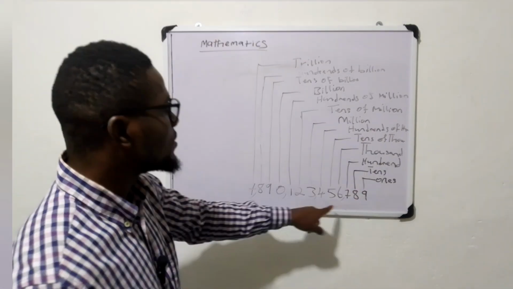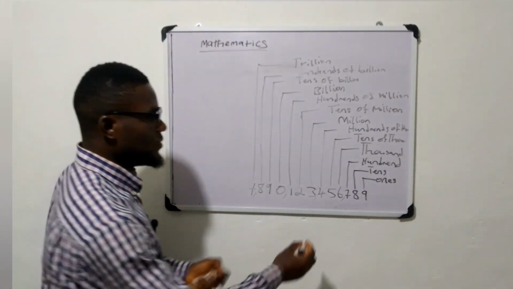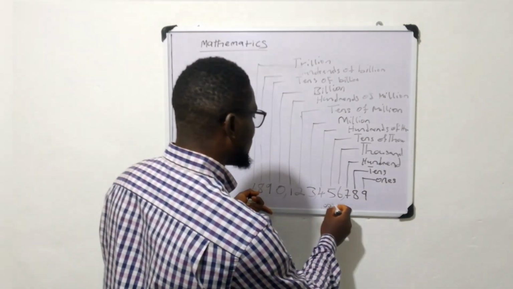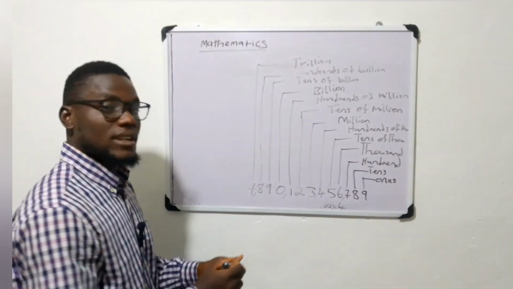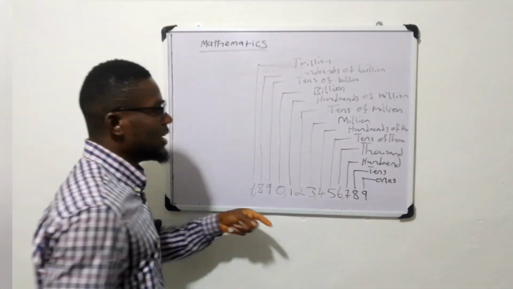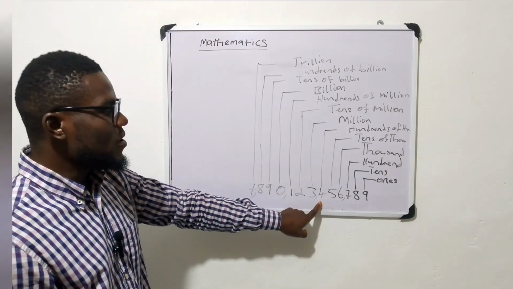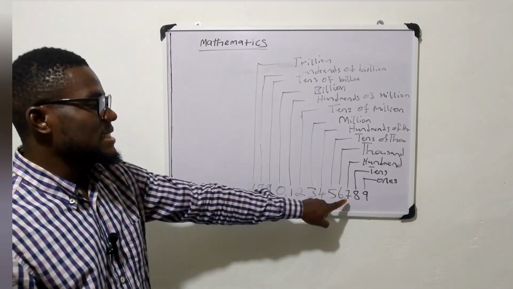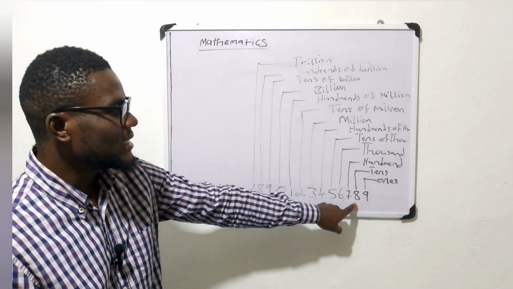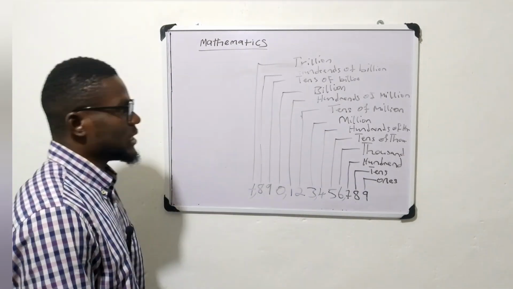Now we have another digit here, which is hundreds of thousands. If you multiply this 100 by 4, you have 400. Now I say 456,789. Let's proceed towards millions.